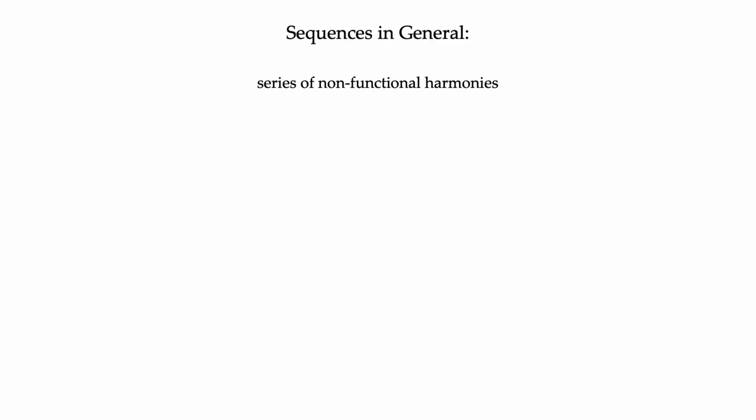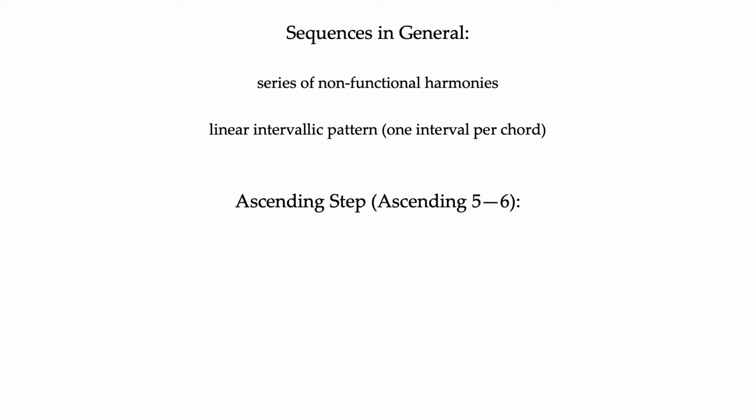In review, sequences in general are a series of non-functional harmonies that we analyze in parentheses, and they're held together by one interval per harmony, or harmonic change, a linear intervallic pattern, or LIP. Specifically, the ascending step sequence, or ascending 5/6, we're looking at each pattern ascending by a step, by going down a third and then up a fourth in terms of each harmonic relationship.